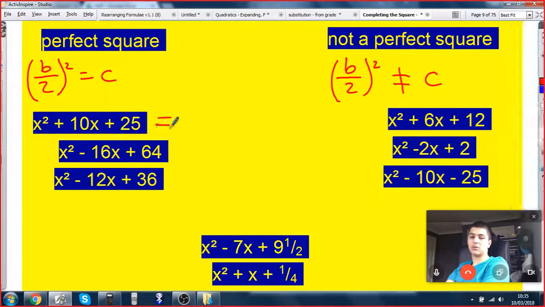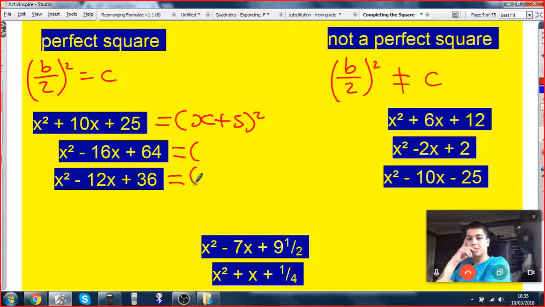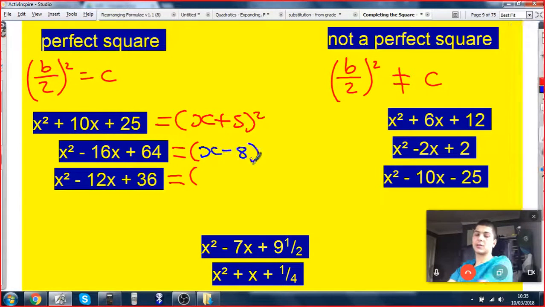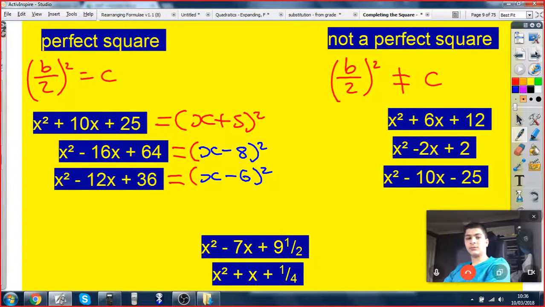What would these three be as perfect squares in perfect square form? X plus 5 and x plus 5. Yeah, and I'll just write that as x plus 5 all squared. Okay, under it. X minus 8 and x minus 8. Yeah. So x minus 8 squared. And x minus 6 squared. Yeah. You already know that it's going to be a perfect square. You already said it would be a perfect square. Okay. Any questions there? No.